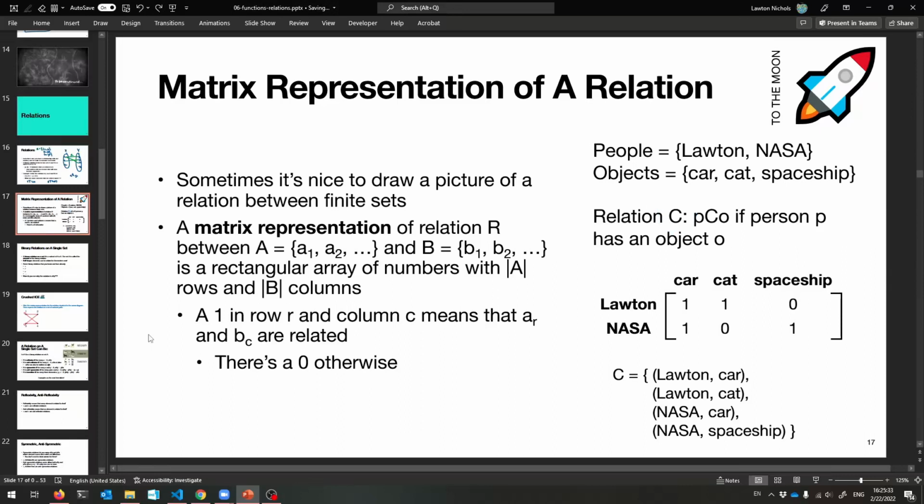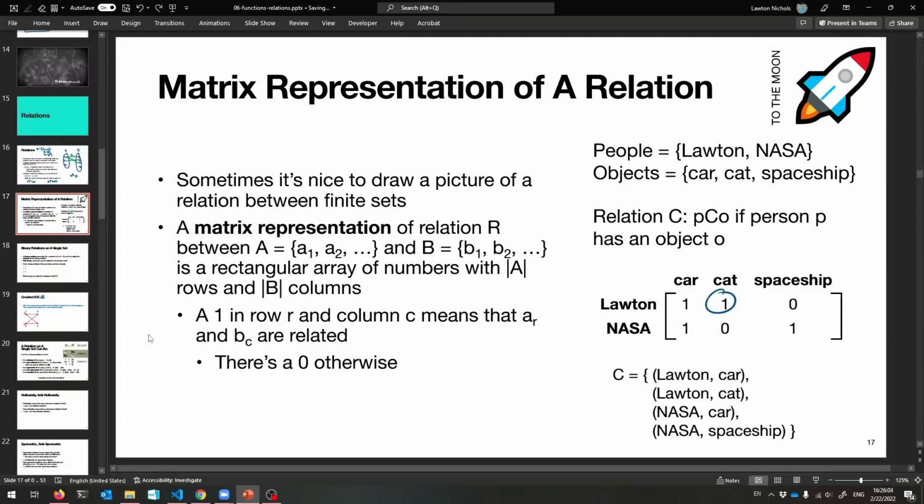P is related by C to O if person P has object O, right? So here are people. I am a people, and let's pretend that NASA is a people too. So 2 people in our universe. And here are some objects that those people might own: a car, a cat, and a spaceship. Okay? So for me, for example, I own a car. So match those up, and there is a 1 next to that.